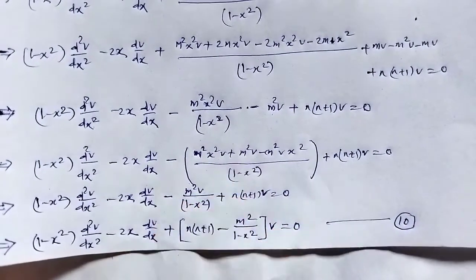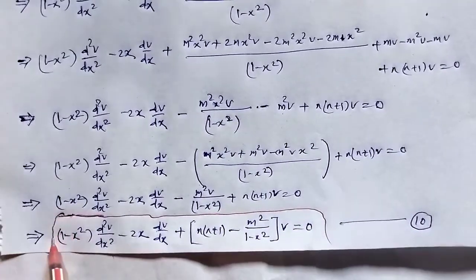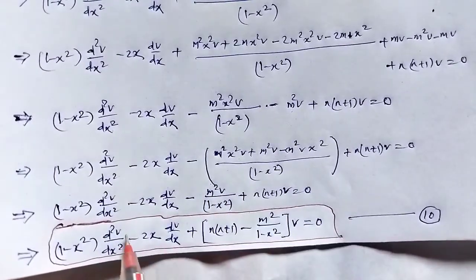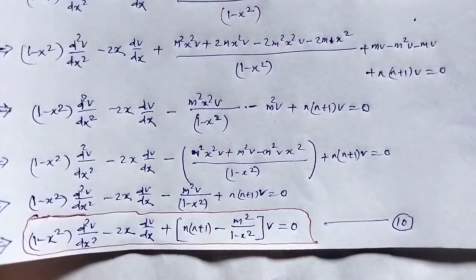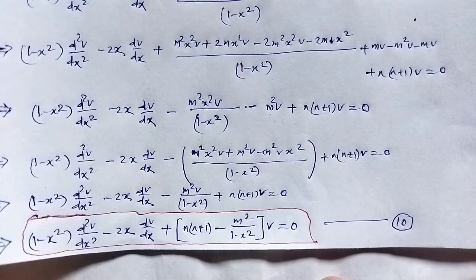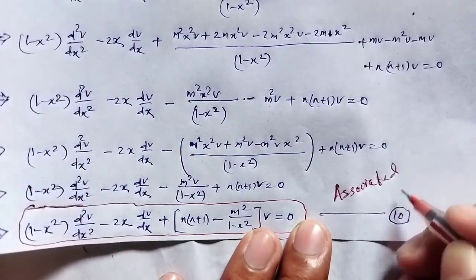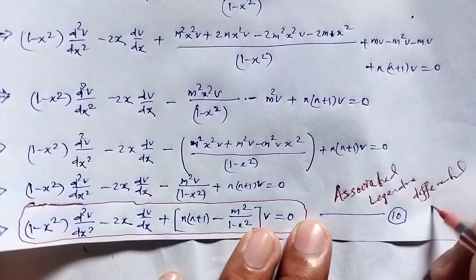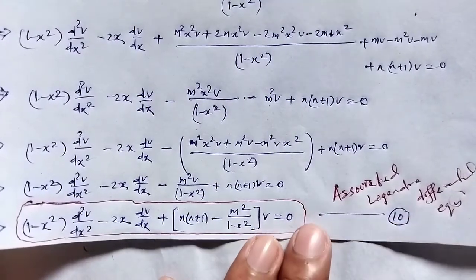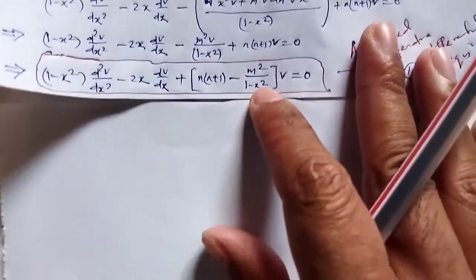This equation, that is 1 minus x square d2v/dx2 minus 2x dv/dx plus n(n+1) minus m square divided by 1 minus x square times v is equal to 0, is known as the Associated Legendre differential equation. What happened here? What are the technicalities in that differential equation? Let us figure it out.